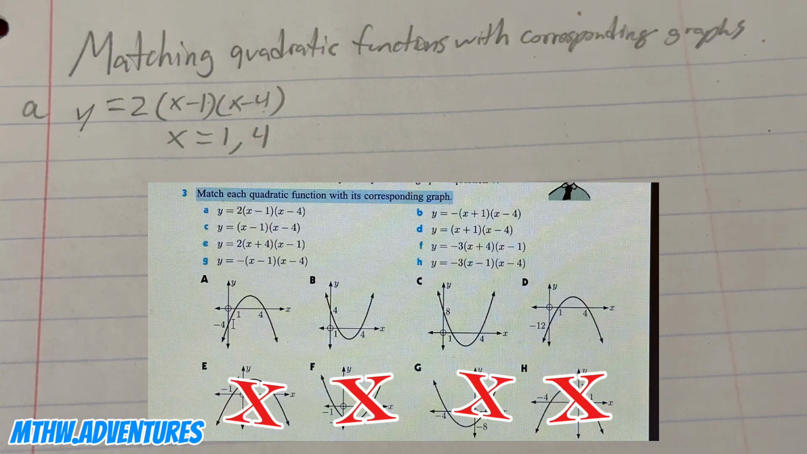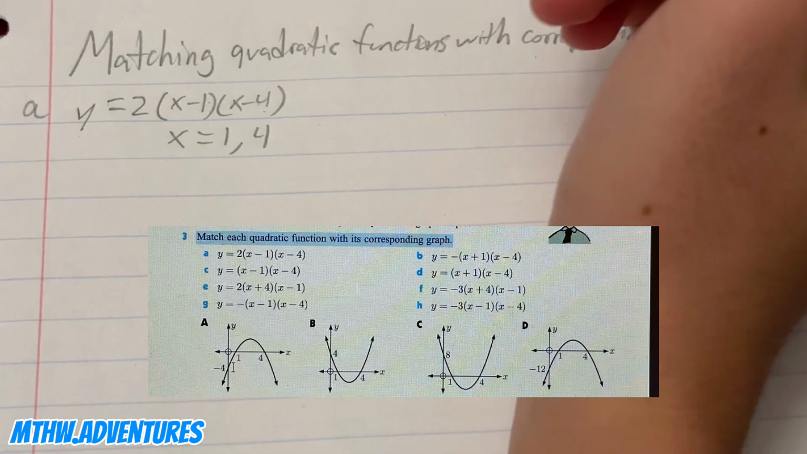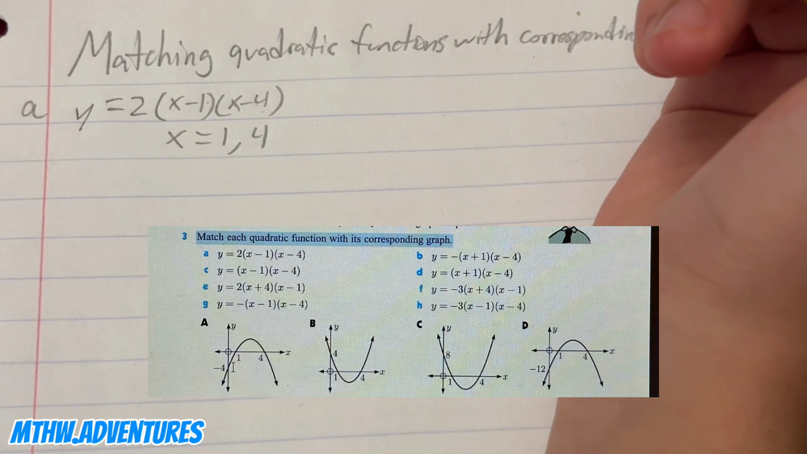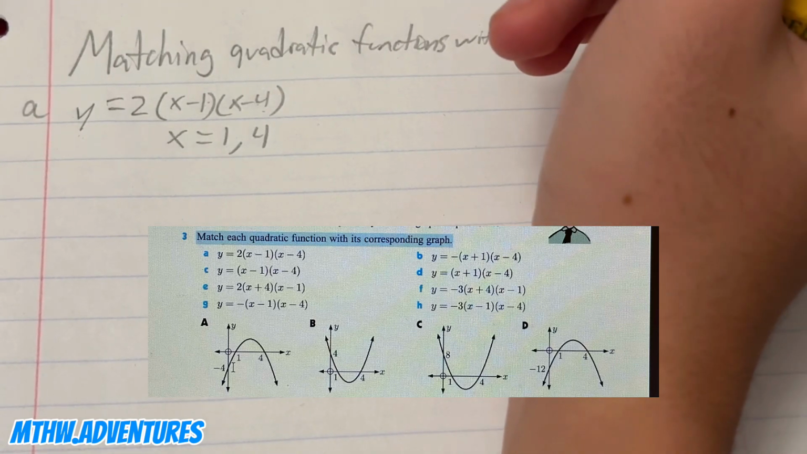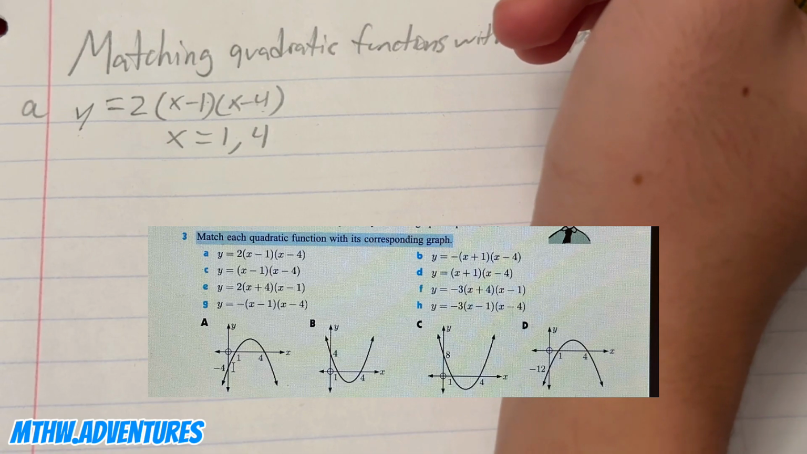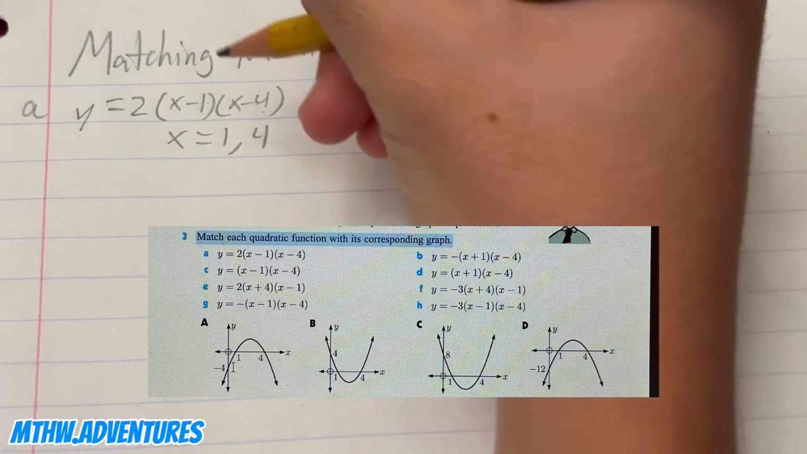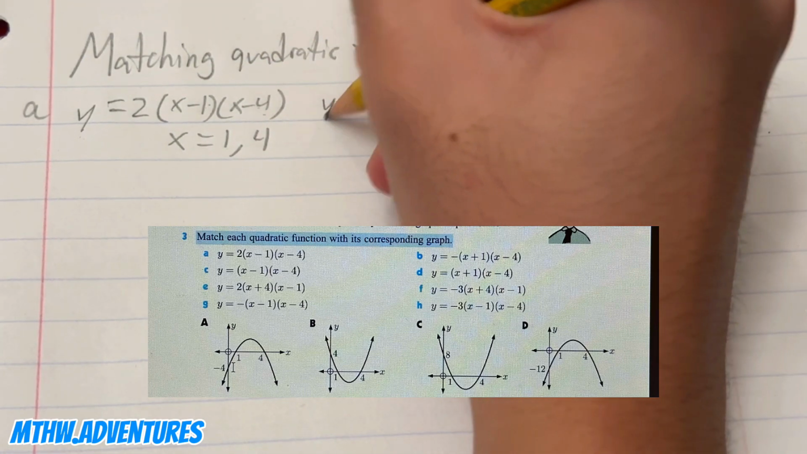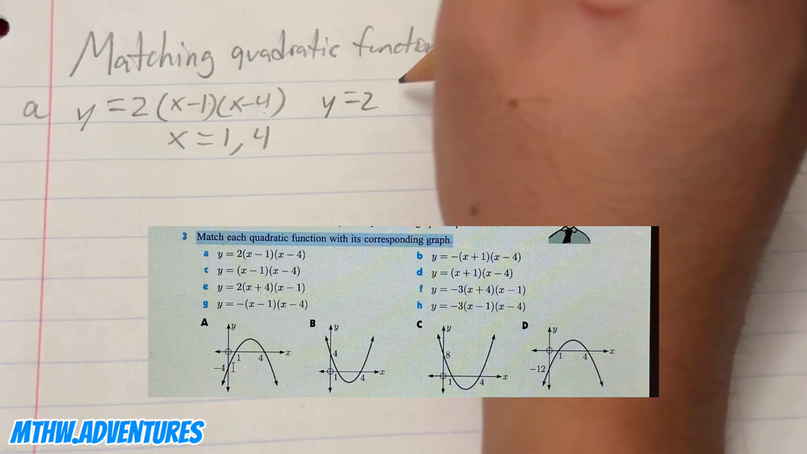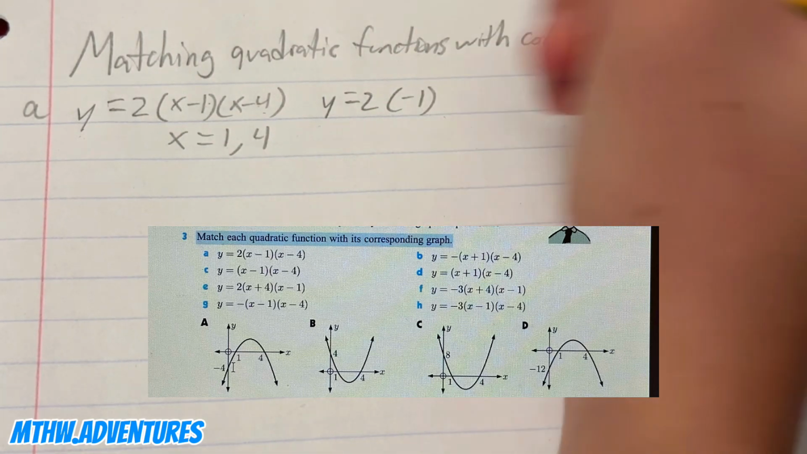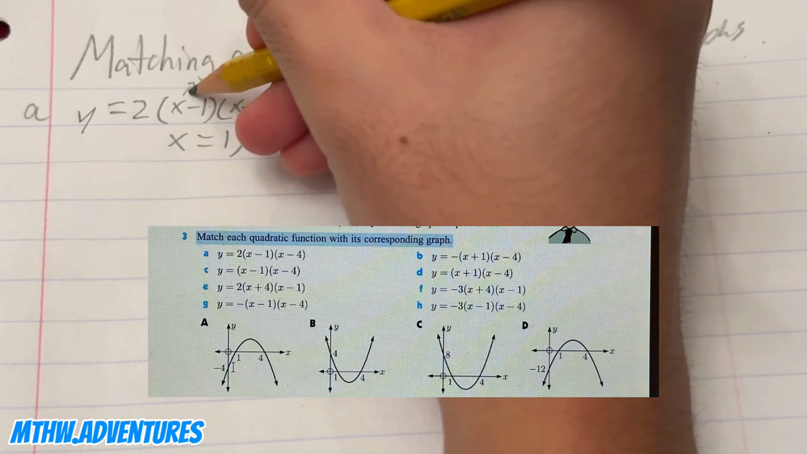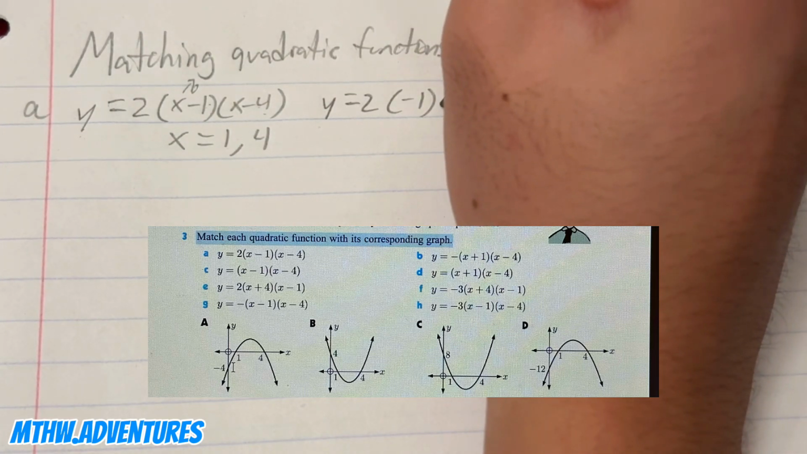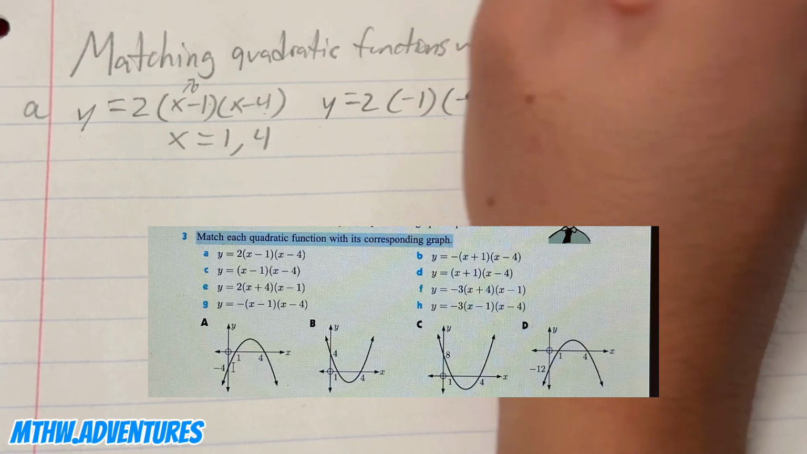And we can see that most of them do have that, so we're going to keep continuing. In order to find the y-intercept, you turn x into 0. For this one, y equals 2, negative 1, because if you turn that into 0. And then 0 minus 4 turns into negative 4.